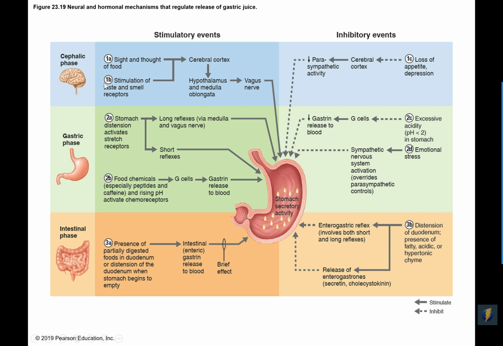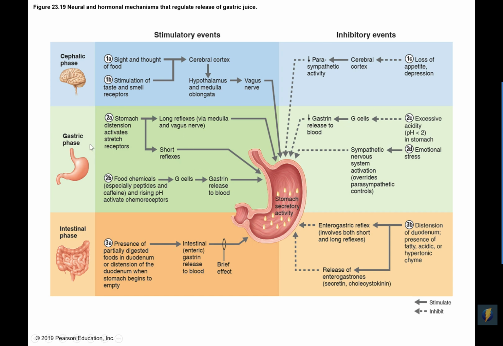The smell of the food, the taste of the food as it goes into our mouth. All of that, of course, activates our cerebral cortex. Our cerebral cortex can talk to the hypothalamus and the brainstem, which then activates the parasympathetic vagus nerve and increases the activity of the stomach. So again, even before you've actually eaten anything, and as you're eating things, your stomach is getting prepared. It's getting ready to receive the food.